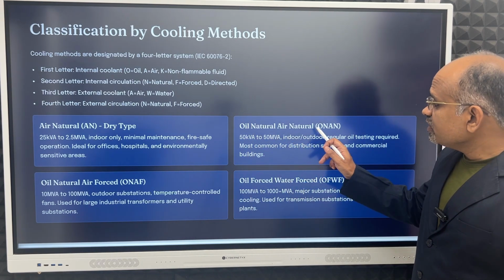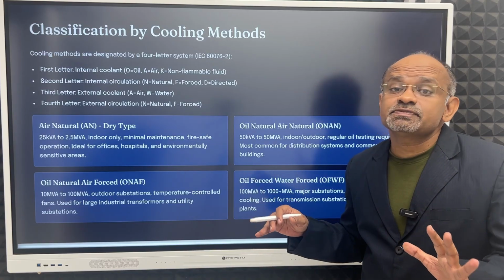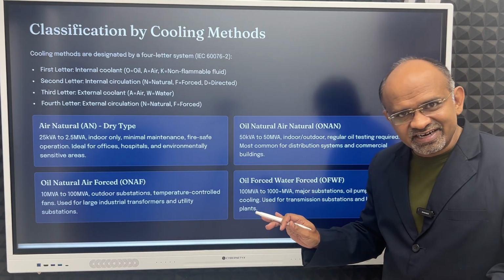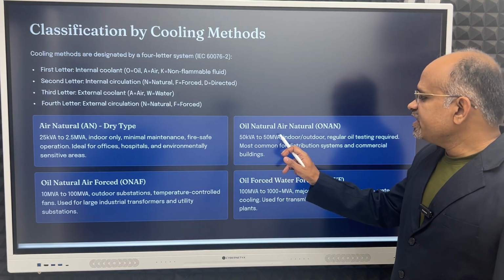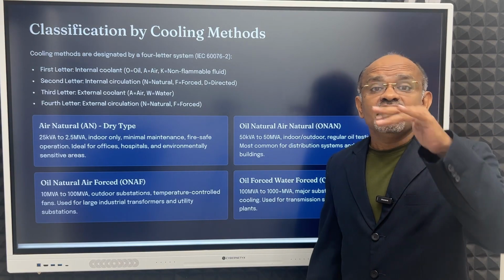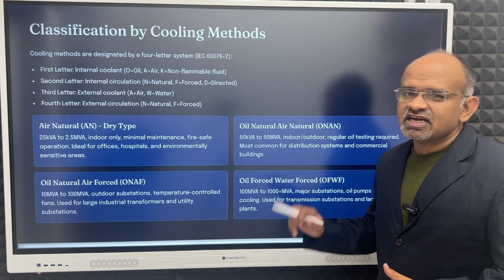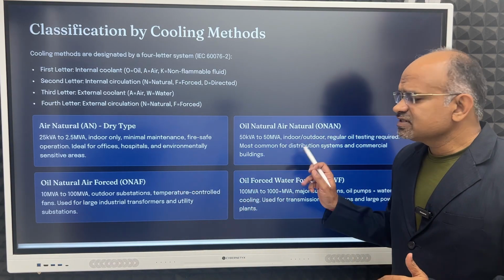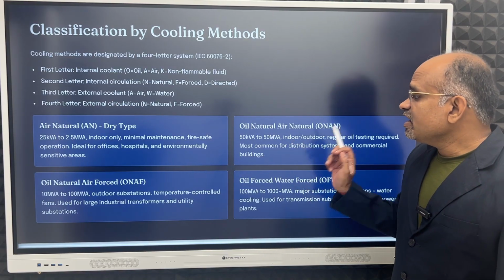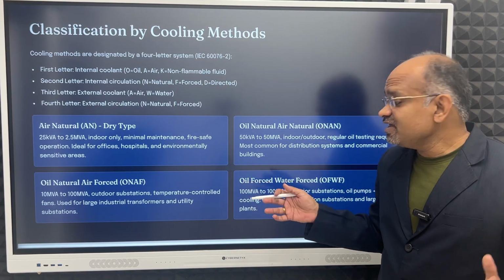Then oil natural, air natural. What is this? This is an oil type transformer, but air is circulated naturally. Oil is also circulated naturally. So 50 kVA to 50 MVA, you might have seen such transformers everywhere outside. Wherever there is a distribution transformer, these transformers are there. These are in corporate areas, in your cities. Such a big size range, 50 kVA to 50 MVA.